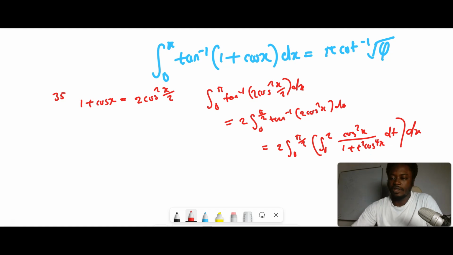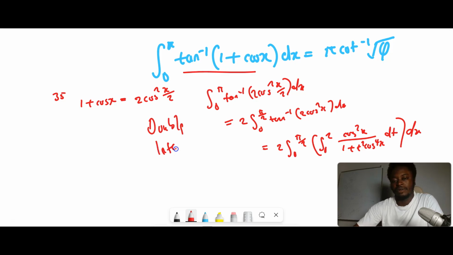On the other hand, today for this video we're going to try to evaluate this integral using the complex number method, whereby we're not going to use the double integral method, because here you can see two integrals appearing.